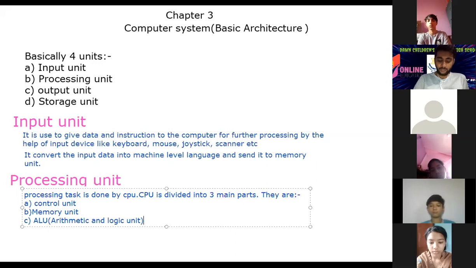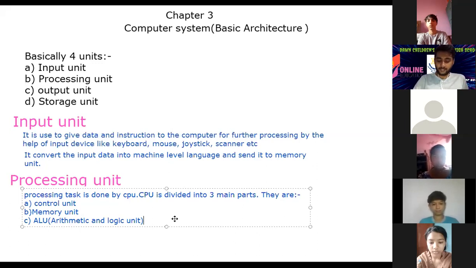Instructions are sent to the device and returned back from the device by the control unit again. As I told you, the control unit has a very great responsibility in our computer system. So the main functions of the control unit are, let's discuss the functions.